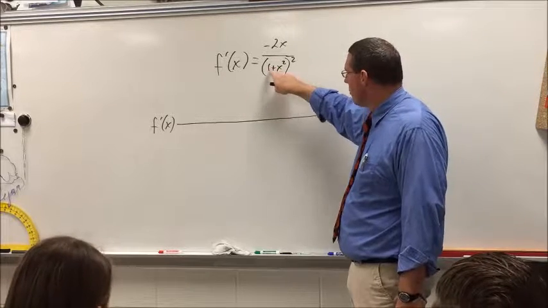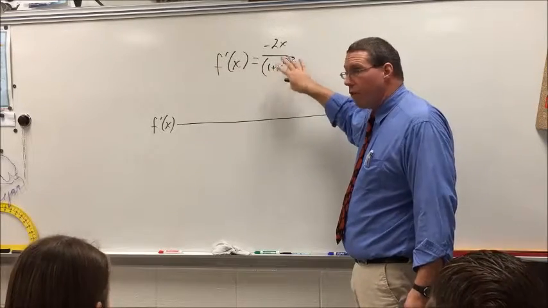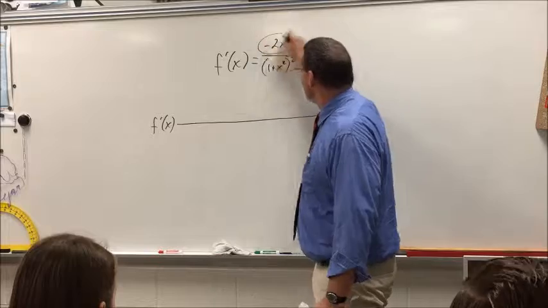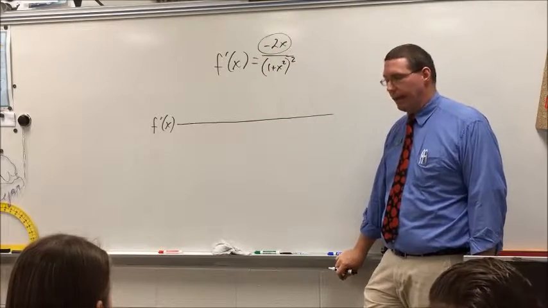The lowest it can be is 0, and 1 plus 0 is 1. So the denominator is always positive. So the only thing that ever matters is the numerator. The numerator is going to decide whether the derivative is positive or negative.